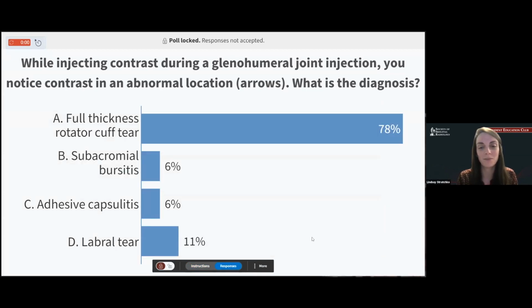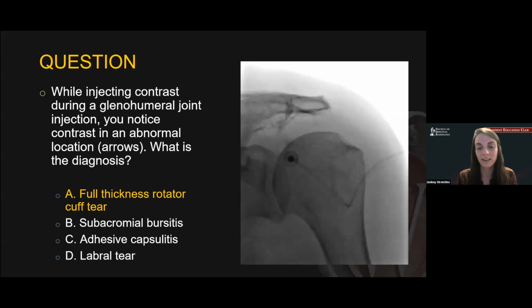So this is a secondary sign of a full thickness rotator cuff tear. Some of our other findings would be challenging to see. Again, typically we're not going to see too much of subacromial bursitis, particularly if the rotator cuff is intact, because the rotator cuff separates your bursa from the actual joint itself.